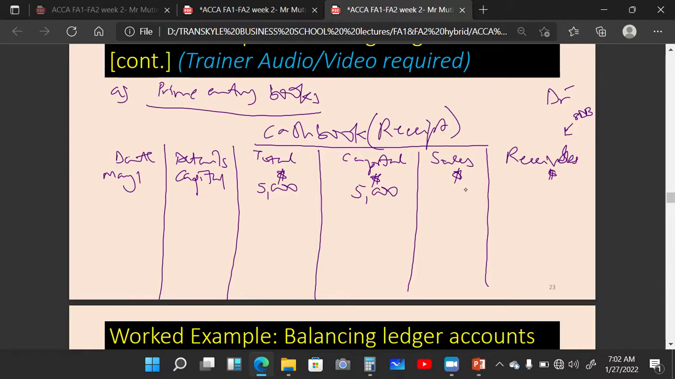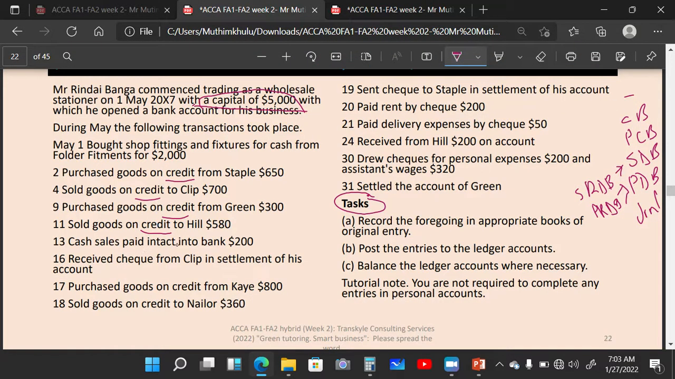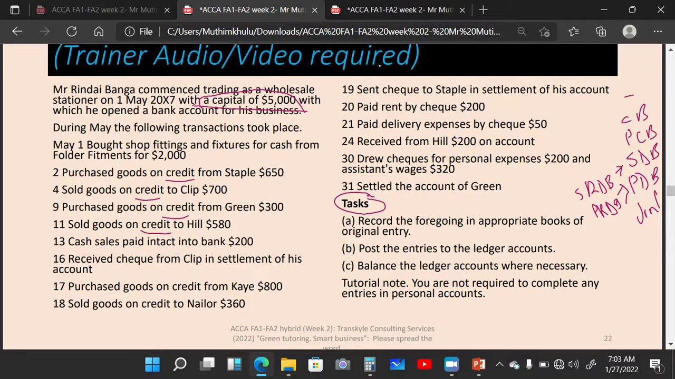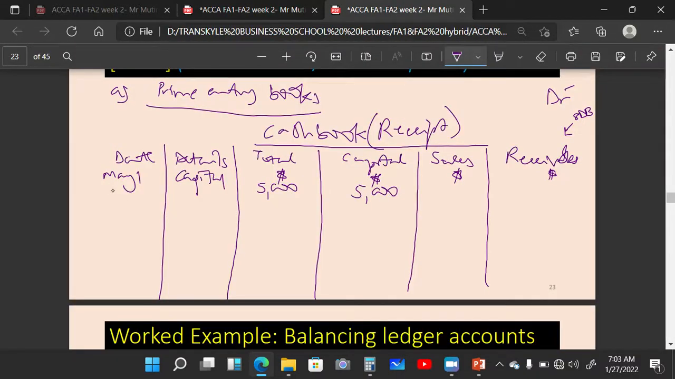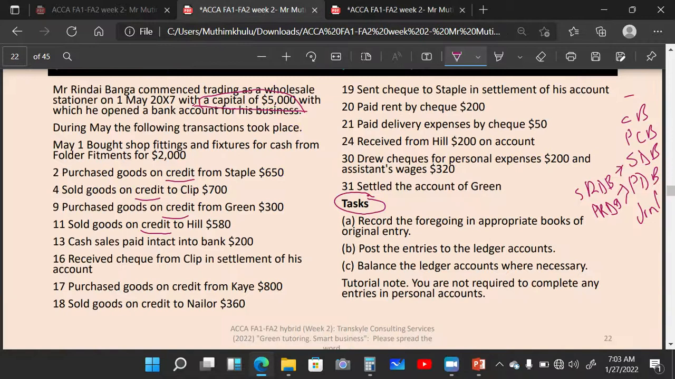That's it. Then we have to go to the transaction. What was the date? Yes, on the 13th, we sold goods for cash, which was paid directly into our bank, of $200. Cash paid on the 13th of May, May 13. These were sales, and they were for $200, under sales, $200. It's a cash sale.